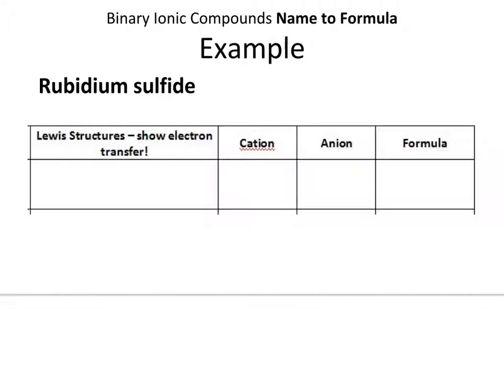So we'll start with rubidium. If you look on your periodic table, rubidium is element number 37. It's in the first column on the left side. So that means that rubidium has one valence electron.